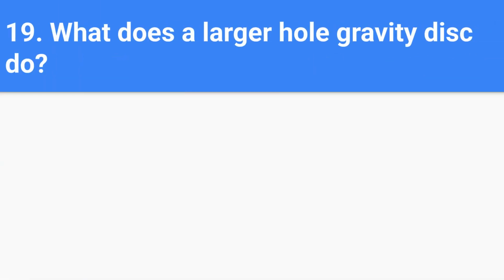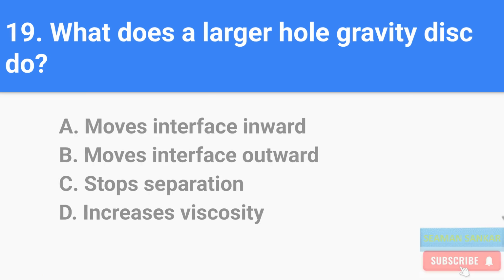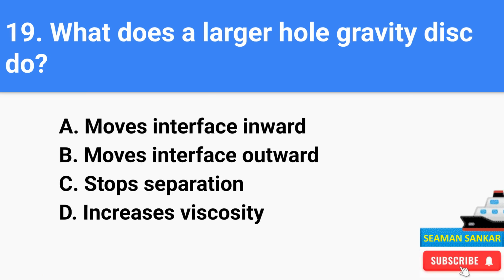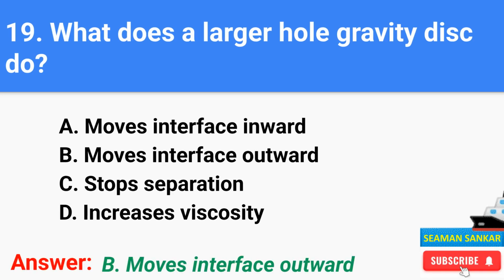Question 19. What does a larger hole gravity disk do? A. Moves interface inward. B. Moves interface outward. C. Stops separation. Or D. Increases viscosity. The correct answer is B. Moves interface outward. The size of the gravity disk determines the position of the interface.